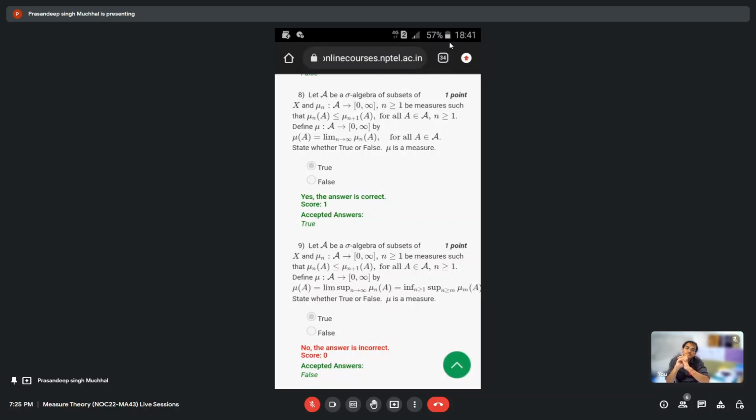So I have a bit of confusion in it. No, whatever answer is for example 8, the same answer should be for 9 as well. Yes, sir. Because in this case, lim sup and limit are the same.